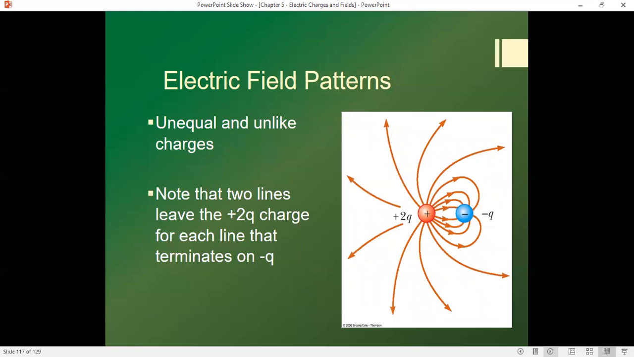If the charges are unequal, we get a different shape. Here you can see that we have twice the amount of positive charge as we do negative charge. So in this case, the negative charge is screening the effect of the positive charge a little bit and canceling out its effect.